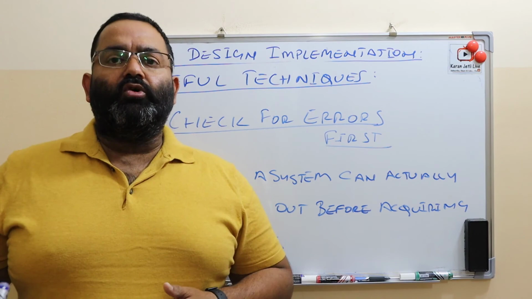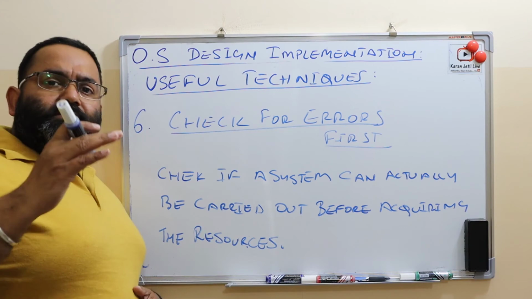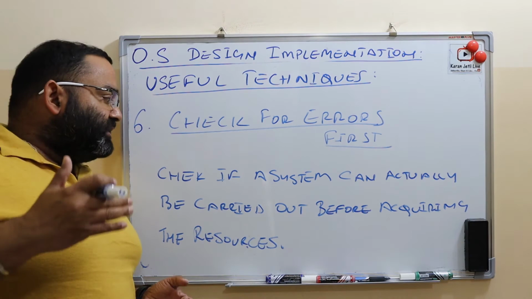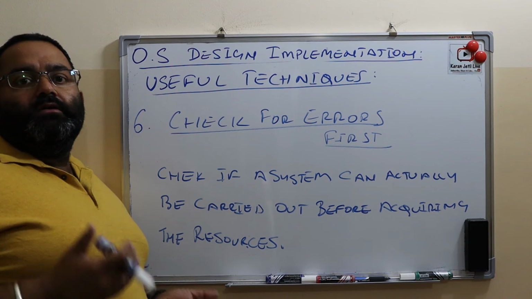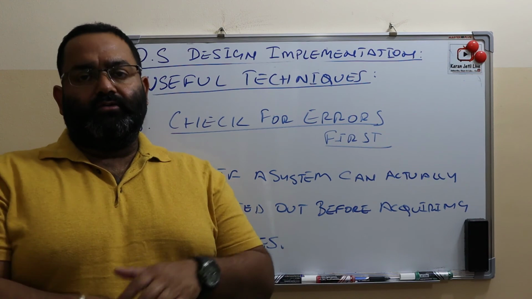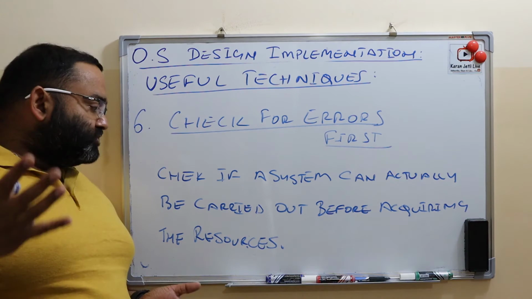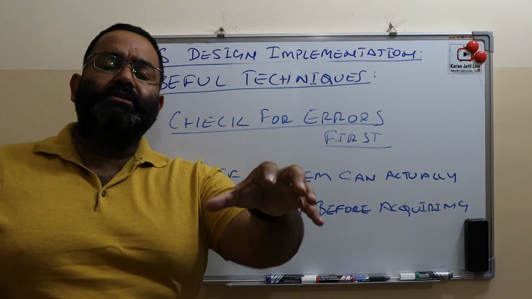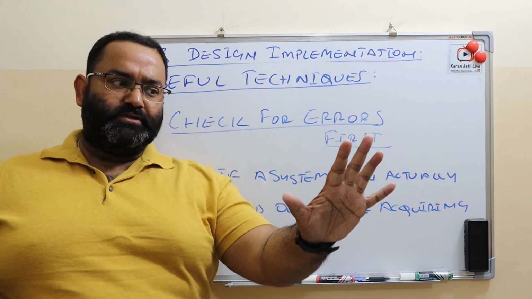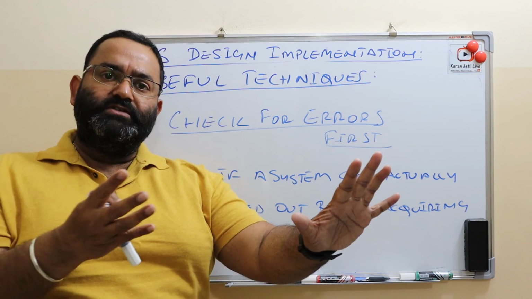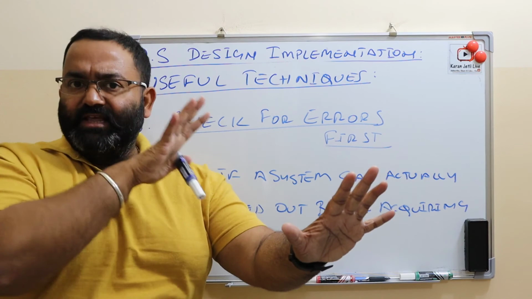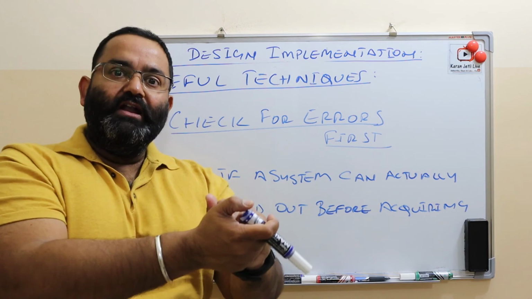So what it says is, check for errors before you actually run the system call. You can make sure whether the system call can run or not. If it cannot run, then we do not start it at all. Check whether a system call can actually be carried out before acquiring resources. So we perform a battery of tests on that system call. For example, if a system call needs 5 resources, before it is carried out we make sure whether these 5 resources can be made available to it. If they can, then we execute this system call and actually allocate those resources to it.